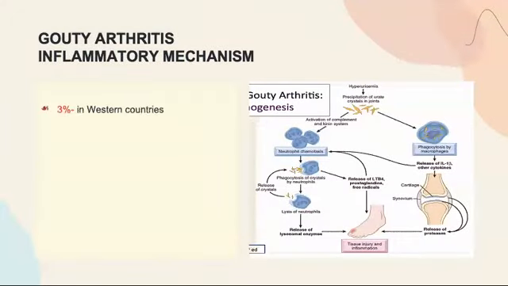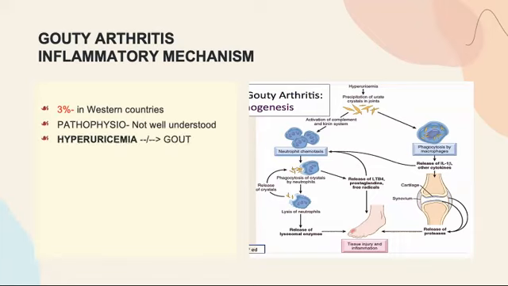Gout affects 3% of the adult population of Western countries. The pathophysiology of gout is incompletely understood. Hyperuricemia, while a prerequisite, does not inevitably lead to gout. Uric acid, the end product of purine metabolism, is relatively insoluble compared to its hypoxanthine and xanthine precursors, and normal serum urate levels approach the limit of solubility. In patients with gout, hyperuricemia arises from underexcretion rather than overproduction of urate.